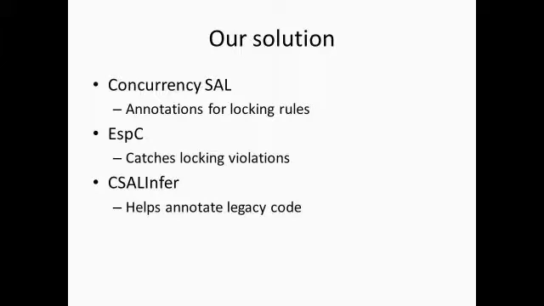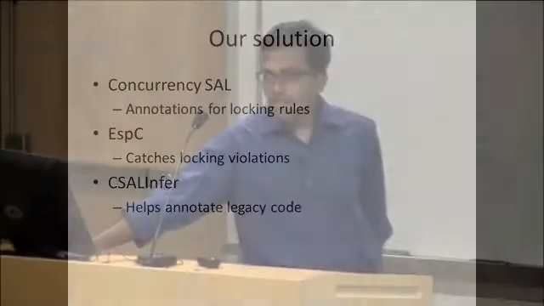So our solution is a set of concurrency tools that is based on annotations for locking rules. Annotations are a formal way to make implicit assumptions about the locking behavior explicit. We then have a tool called EspC that uses local static analysis to catch locking violations in the program. And we have a tool called CSAL-Infer, which is an annotation inference and patching tool that can help jumpstart the effort on a legacy code base where you don't have any annotations. So if you run CSAL-Infer, it automatically infers and patches your code with concurrency SAL, and then EspC becomes a lot more effective and accurate in catching locking violations in your program.